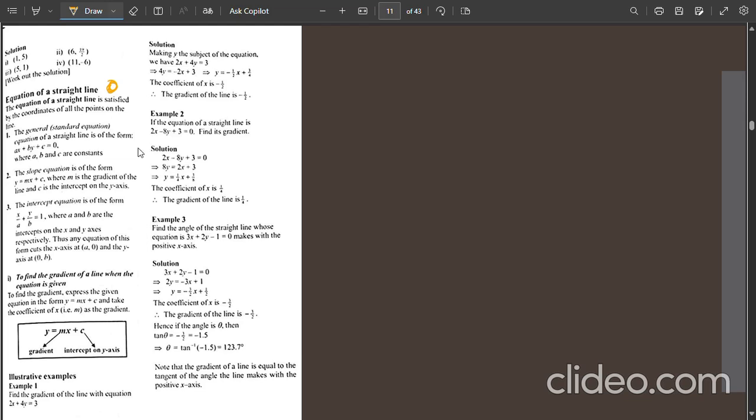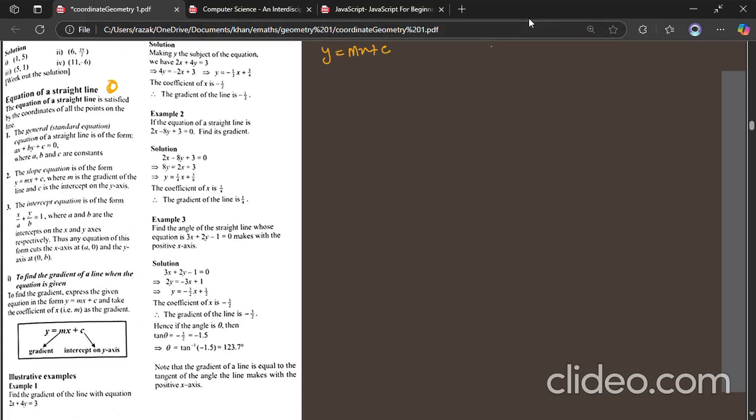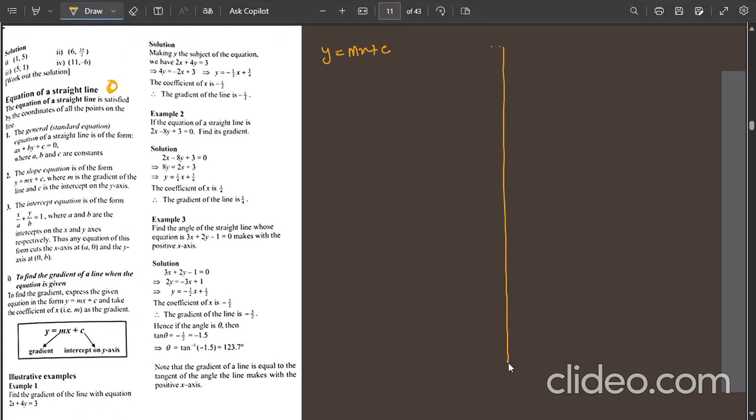So the equation of a line is satisfied by the coordinates of all points on the line. What this statement means is that mostly the equation of a line is generally in this form: y is equal to mx plus c. So if I have the equation of a line, and all the points on that line, if this is my line and this is its equation, then every single point on this line should satisfy this equation.